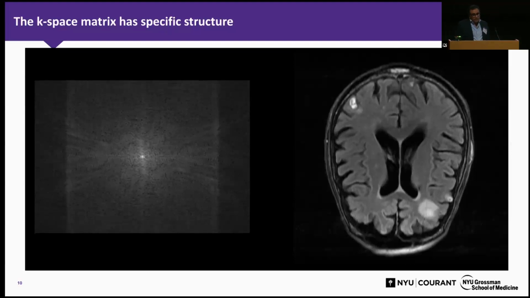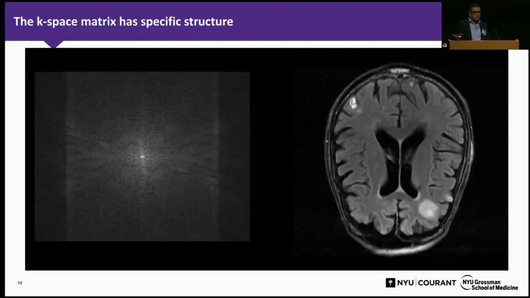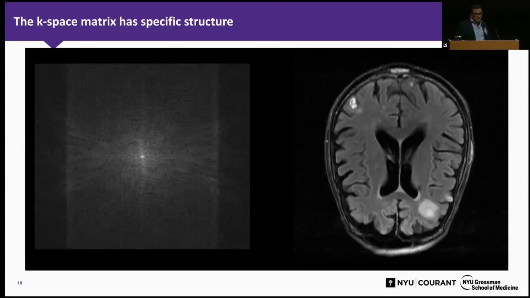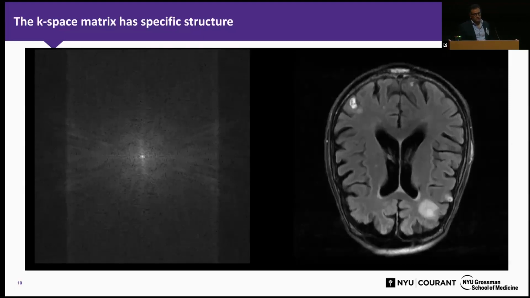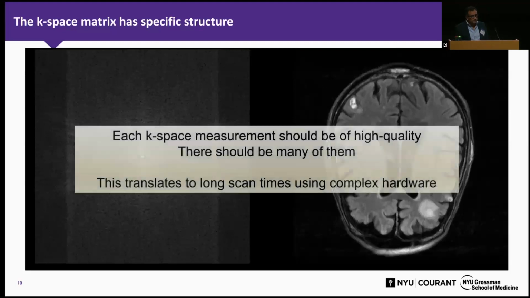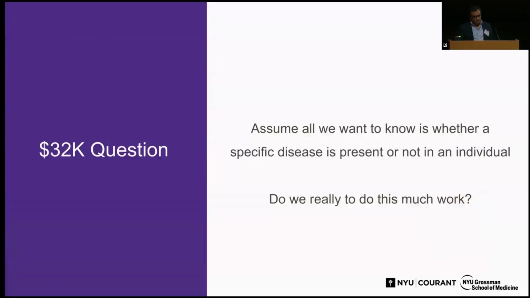And so that, I feel, is one of the primary reasons why you need complex hardware, because you need large quantities of this k-space data, and you need high quality in each of the elements of this k-space data, in the sense that the signal-to-noise ratio should be fairly high, right? So this, as you all know, translates to long scan times using complex hardware.